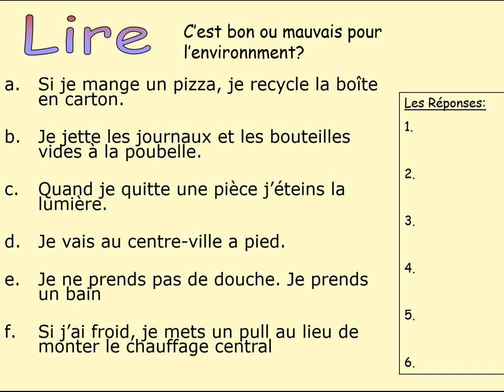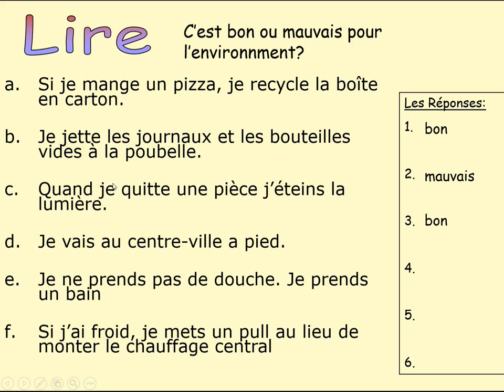Okay, so let's check those. So number 1 was bon, because it means if I eat a pizza, I recycle the box or the cardboard box. The boîte en carton means the box of card. Number 2 is bad because I throw newspapers and bottles in the bin. And vide means empty. But even if you didn't know vide, you can get that that is bad. And remember, a journal means newspaper, because newspapers tend to come out daily, and jour means day. So I throw the dailies.